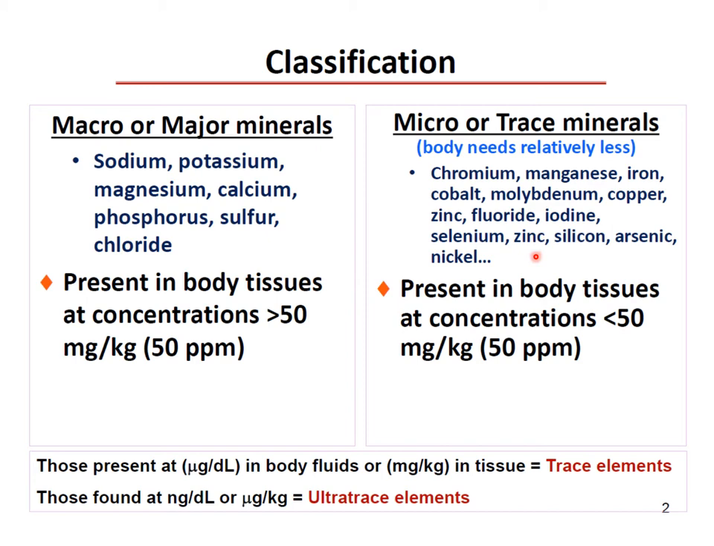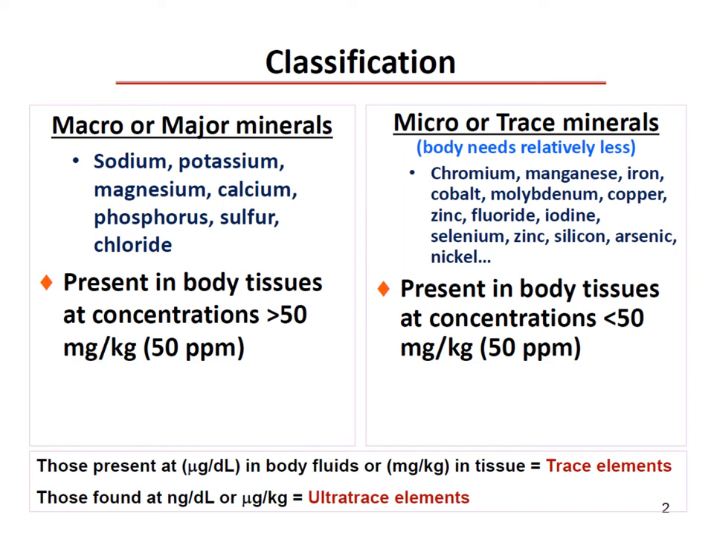These components are present in body tissue at a concentration of less than 50 milligrams per kilogram of body weight. Those present at a concentration of micrograms per deciliter in a bodily fluid, or milligrams per kilogram of body weight in a tissue, are what we call trace elements. There are also some ultra trace elements, when the concentration in body fluid is in the nanogram range, while in the tissues it is in the microgram range.